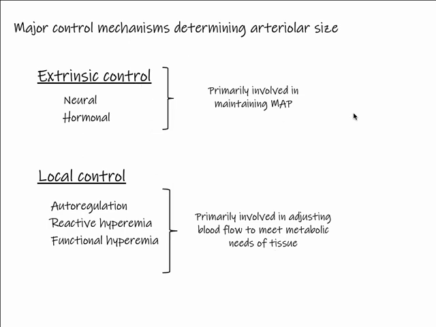So this is a good way to think about the importance of our extrinsic control of our nerves and hormones. Their primary function is to help us maintain mean arterial pressure. The local factors, their primary role is going to be involved in making sure that tissues get the blood flow they need to meet their metabolic demands.